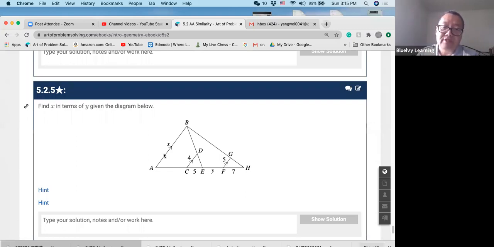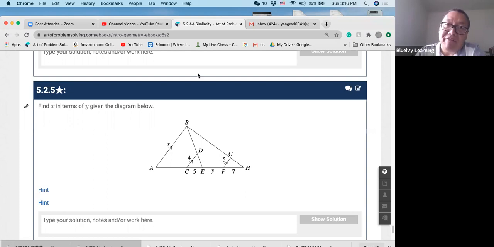So they use this arrow to mean these two sides are parallel to each other, and also parallel with this one. So that means these three lines are parallel to each other. Then they give you the length of AB, that's x, and the length of EF, that's y. Then they ask you to use y to represent x. So how to do this?